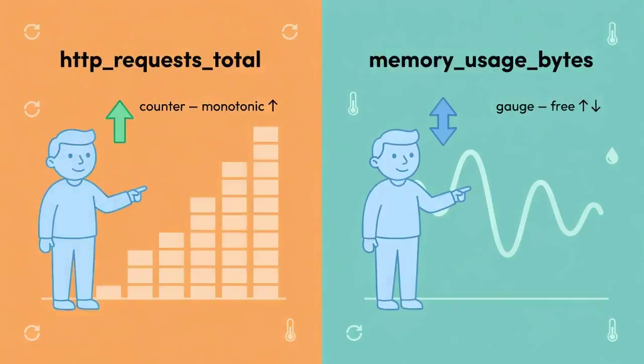Prometheus gives you two metric superpowers. A counter only climbs. HTTP_requests_total is a staircase that never steps down, only resets on restart. A gauge moves freely. Memory_usage_bytes is a wave, rising and falling with every snapshot. Pick the wrong one, and your dashboards lie to you.